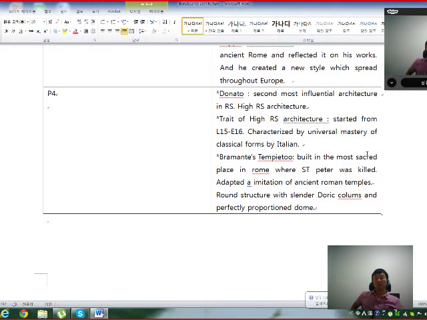The important piece of Donato is the Tempietto, which was built in the most sacred place in Rome, where Saint Peter was killed. It was an imitation of an ancient Roman temple. It was a round structure with slender Doric columns and a perfectly proportioned dome.